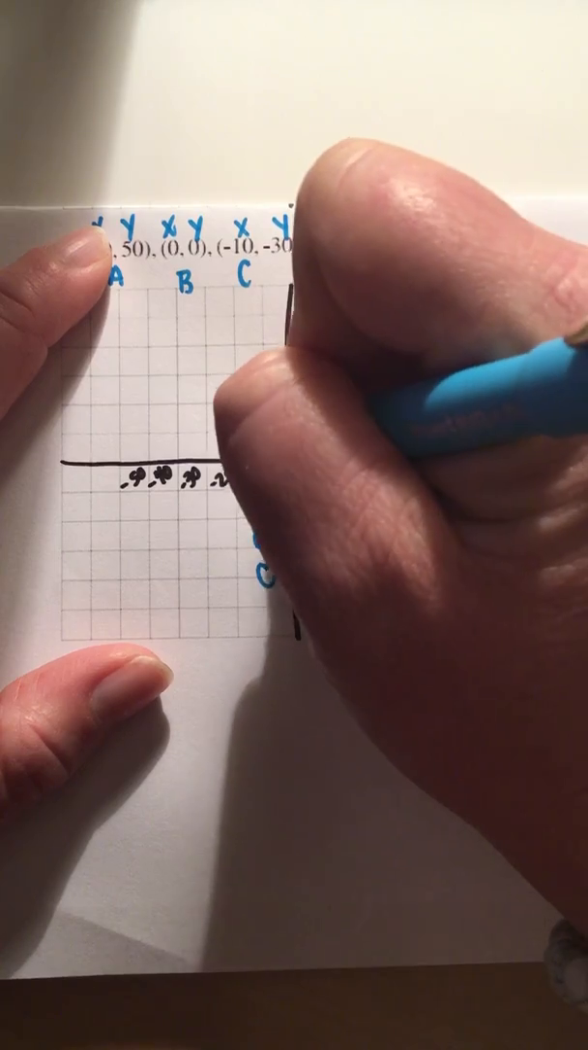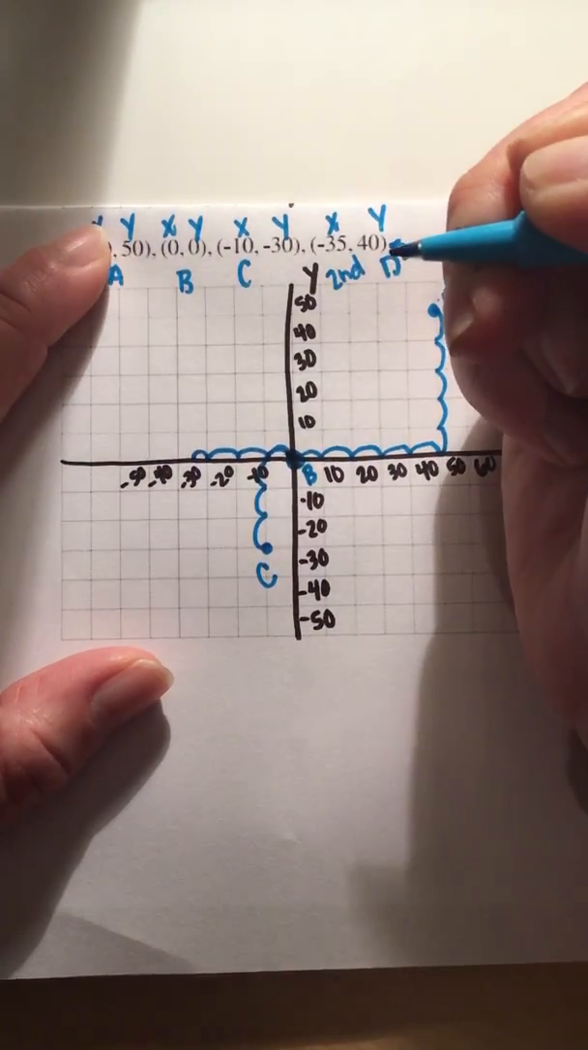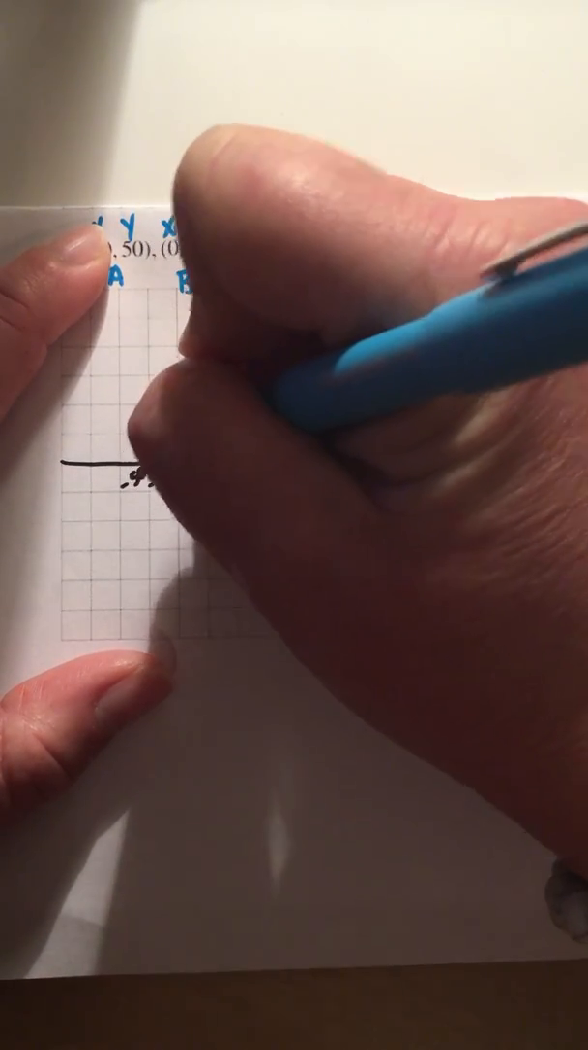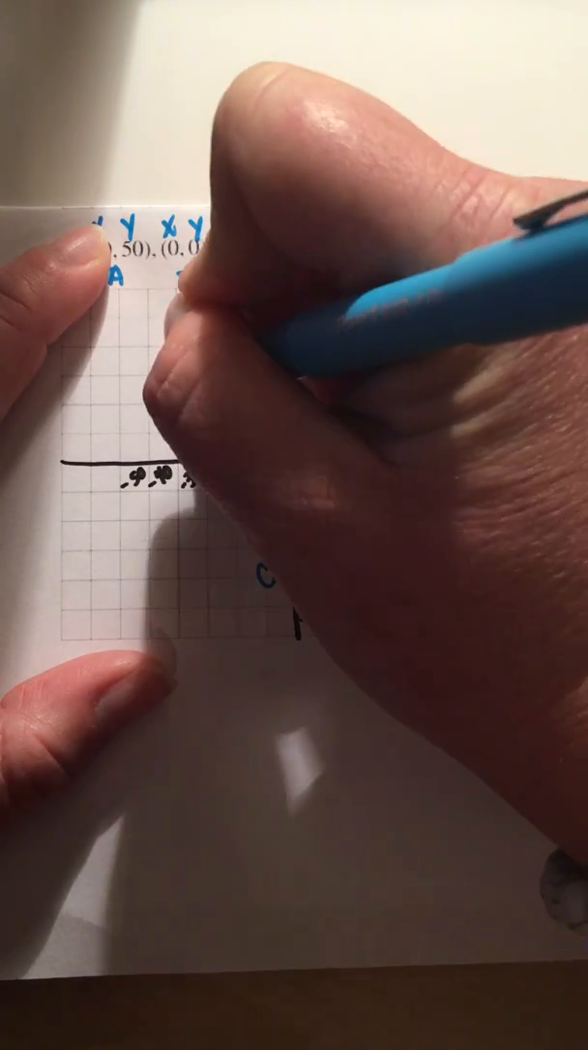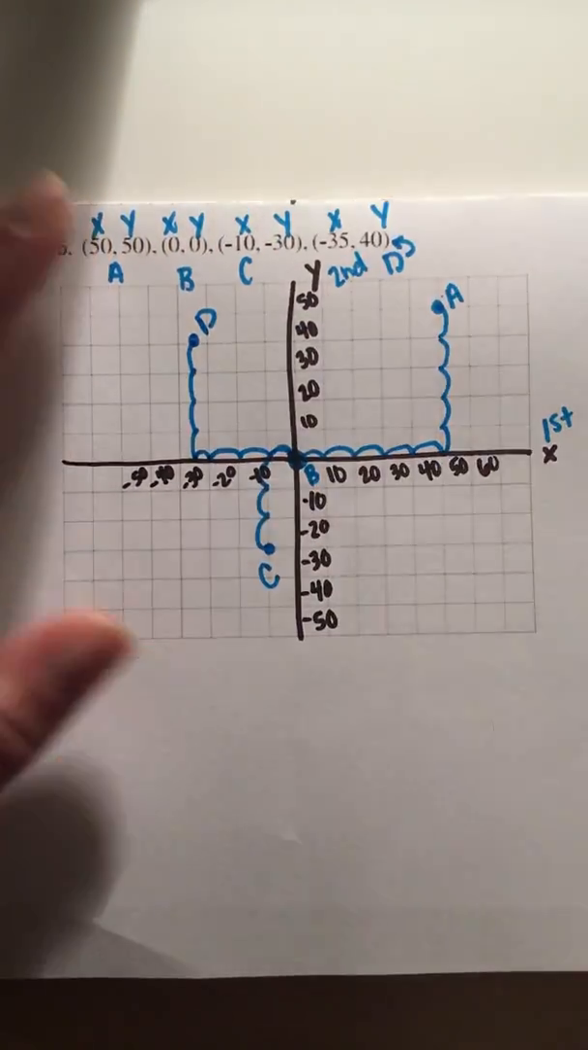All right, and then the last one, negative 35, and then a positive 40. So now I'm going to jump 10, 20, 30, and then just halfway. And then I got to go up 40 because it's a positive. So 10, 20, 30, 40. And that is point D.